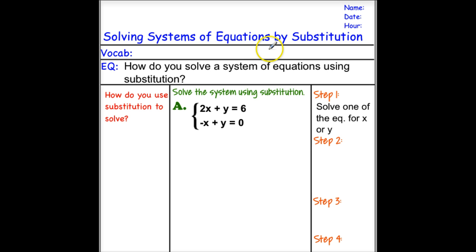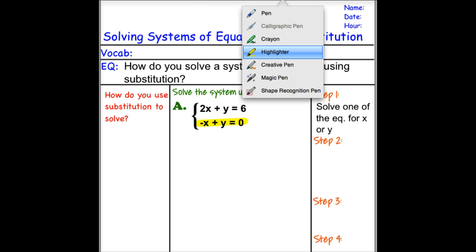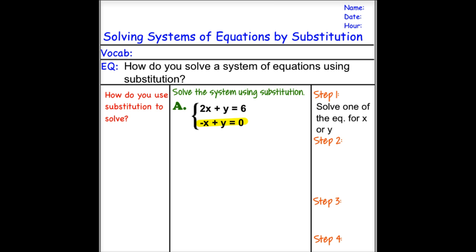And in our case here, this negative x plus y equal to 0 lends itself a little bit better because both the x and the y have coefficients of 1. In the case of x, negative 1, but that makes it even better when it comes to solving it. So what I'm first going to do is solve this one for y, which will mean adding x to both sides. And when I do that, I get an equation of y equals x. Then I know that y is equal to x, and that's where I'm going to substitute in my value.